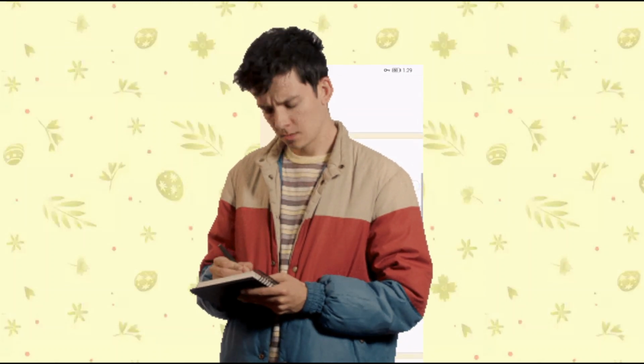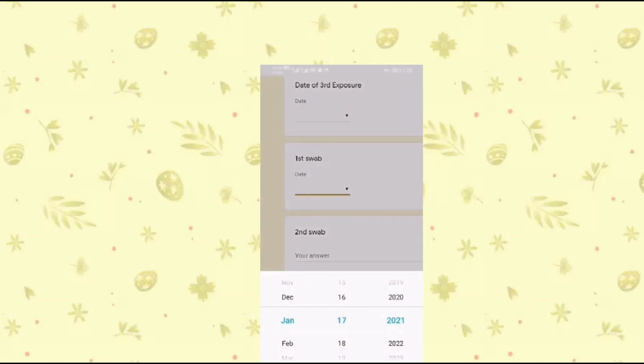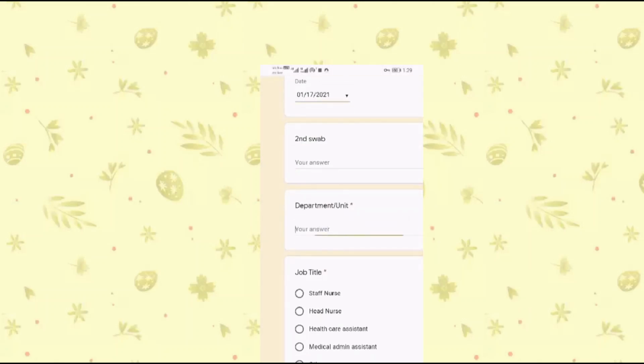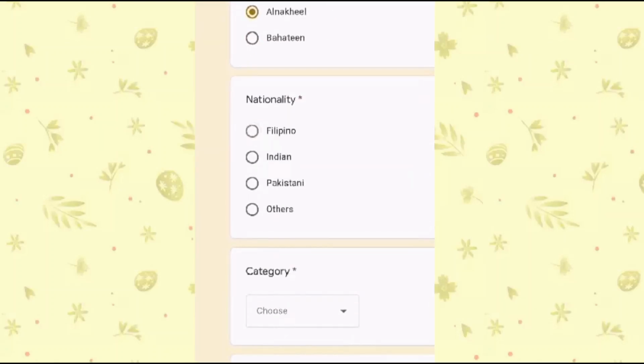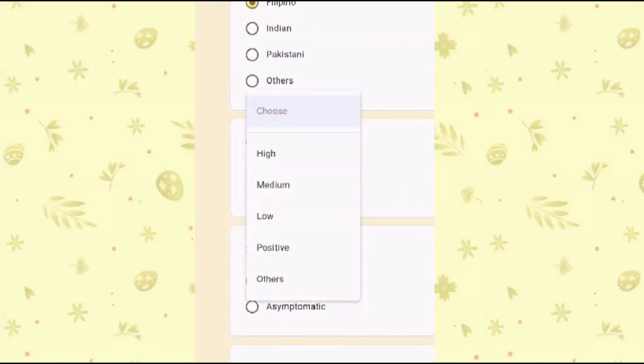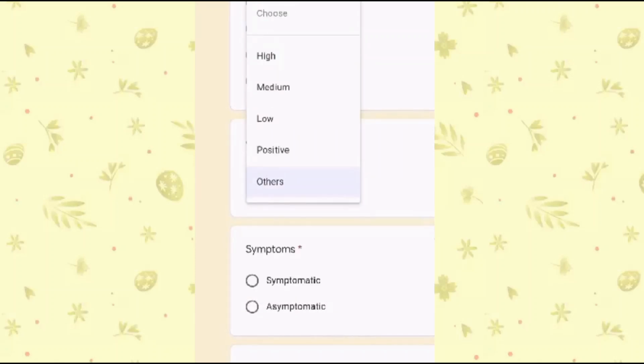Date of first exposure is today. Date of exposure, if you are exposed to a positive patient. But since we do not know who we were exposed to or whatsoever, we will just put the first date as today. Then first swabbing, I was swabbed today also. Department or unit where you are working, I'm working in accommodation. I'm from Al-Nakil. I'm a Filipino. Category, low risk. Low, others. Oh, there is no choice. Low.